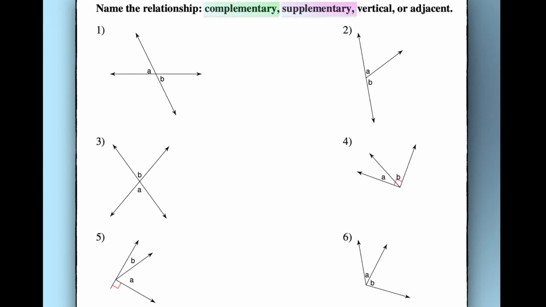Then your job will be to name the relationship for numbers 1 through 6 on this page. For number 1, you look at angles A and angle B and just tell me if they're complementary, supplementary, vertical, or adjacent. So label it 1 and then write the word. For number 2, do the same thing. Which one of those 4 words is that? 3, 4, 5, and 6, just do the same thing.